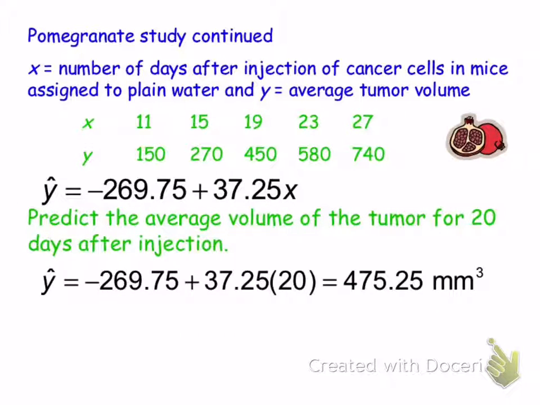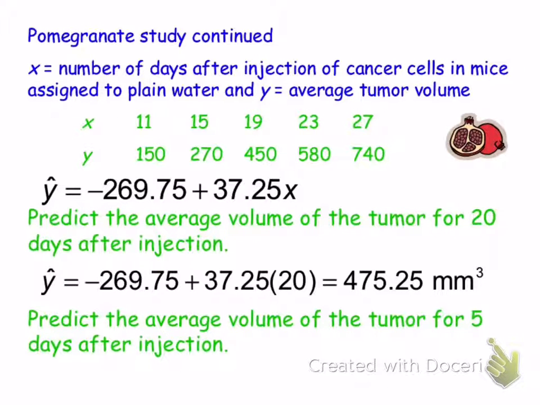So you should get that Y hat equals 475.25 millimeters cubed. I am looking for the units as well. And make sure that you put Y hat equals, because it is a predicted Y. Okay? Now it says predict the average volume of the tumor for 5 days after injection.